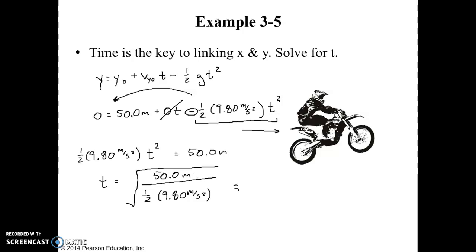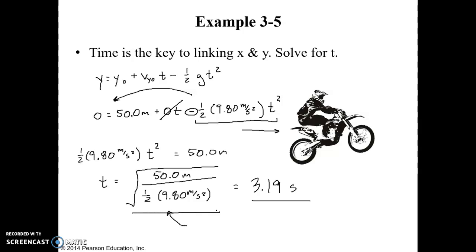All right, I'm going to plug that into a calculator and see what I get. Okay, I got 3.19 seconds is how long this motorcyclist is going to be in the air. So that's t, and once we know t, we can use that to calculate what his initial velocity needs to be.